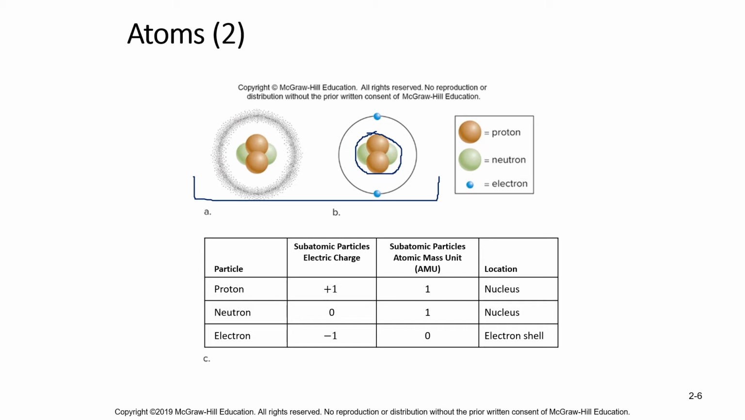The electrons are somewhere out orbiting the nucleus. They typically have somewhat of a set pattern, and we call those orbits a shell, an electron shell.